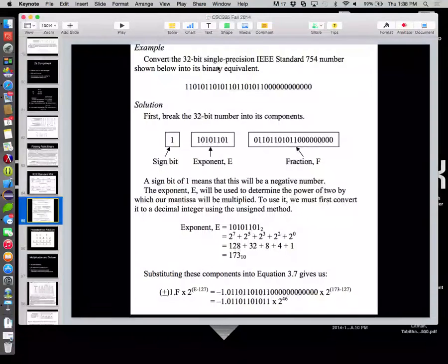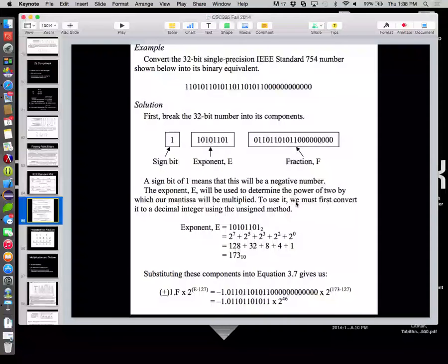So we break up our number into its parts. So a sign bit of 1, this very first guy, means that this will be a negative number. Okay, so we know at the end of the day, we have a formula we're going to look at down here, but we know this is going to be a negative floating point number. Then we have the exponent part of this number, 101011101. All right, so the exponent will be used to determine the power of 2 by which this thing called the mantissa will be multiplied. That's like the base will be multiplied.